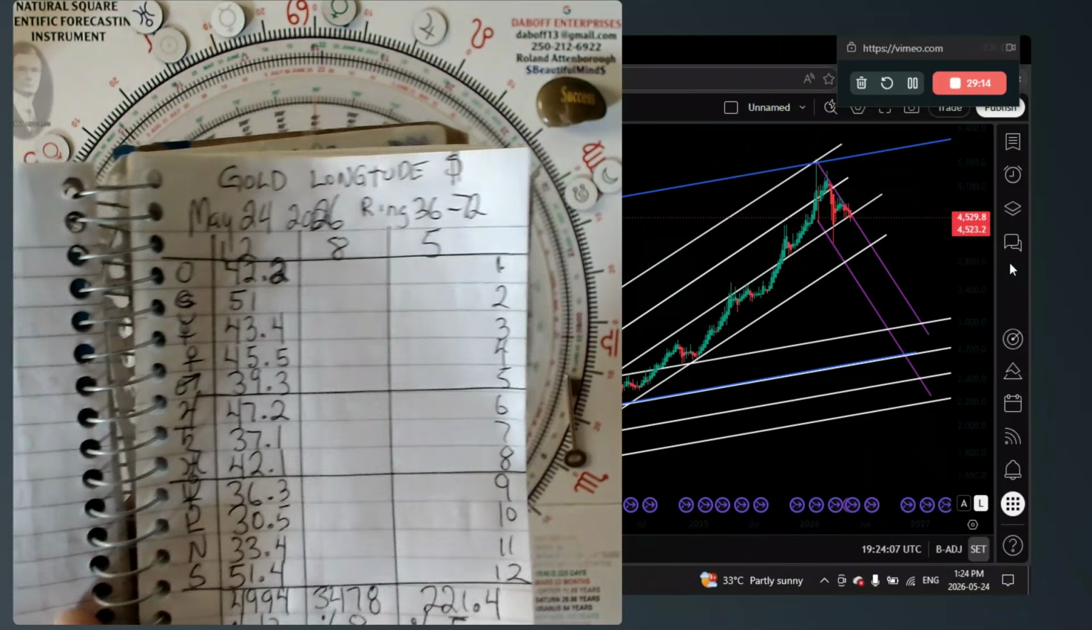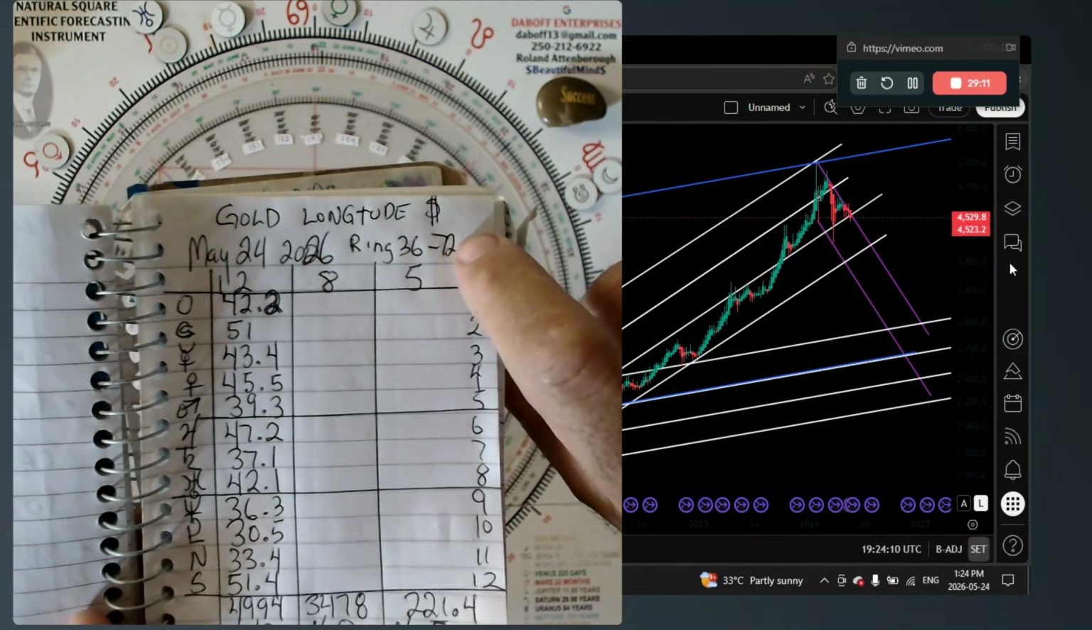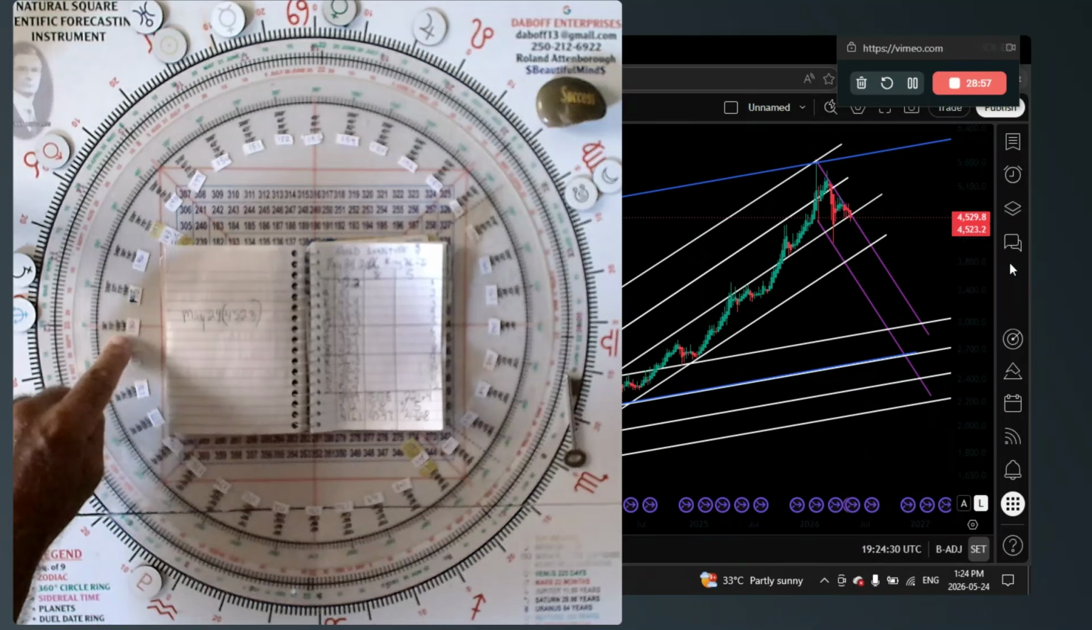We're going to be using the ring between 36 and 72. What do I mean by that? Well, a circle has 360 degrees. If we take a zero off or add zeros, it's 360, 720, 1080. You get the idea. We just keep adding a circle, and this is how we find the longitude of prices.